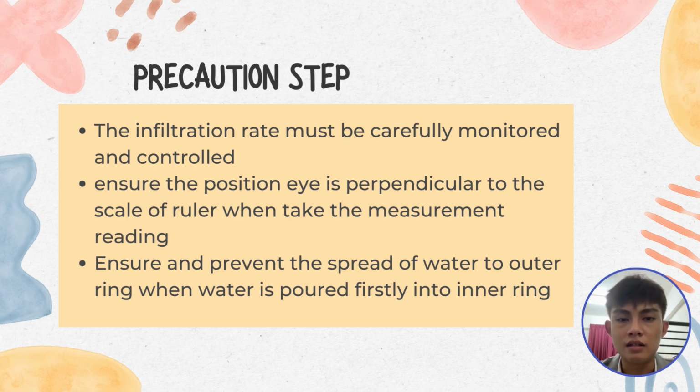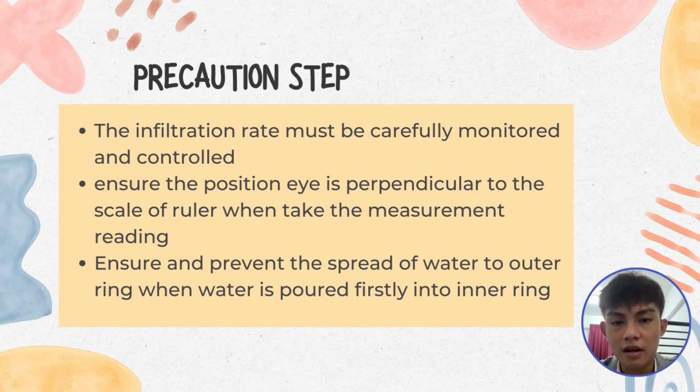In addition, we need to know the precaution steps. First, ensure the eye position is perpendicular to the scale of the ruler when taking the measurement reading. It means that when we pour water into the inner ring or outer ring, we need to make sure our eye is at the right angle, perpendicular to the ruler, so we can avoid errors when taking the reading.